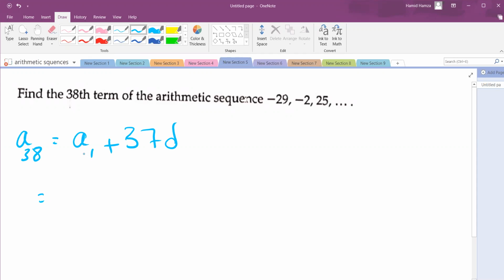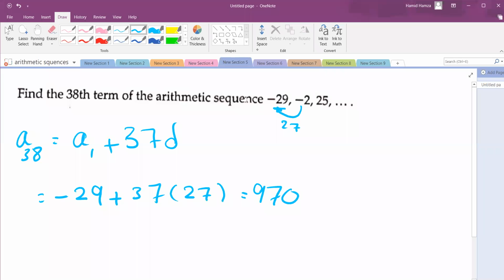Just substitute. The first term in this sequence is negative 29. So negative 29 plus 37 multiplied by the common difference, which is negative 2 minus negative 29, so plus 29. The answer will be 27. So 37 multiplied by 27. This is A38. So the answer will be 970.